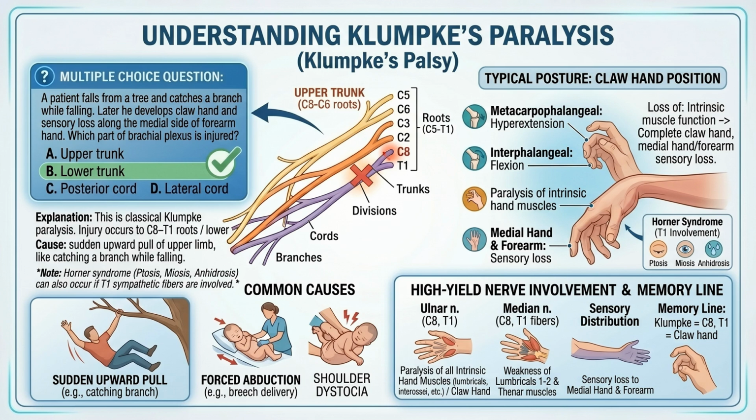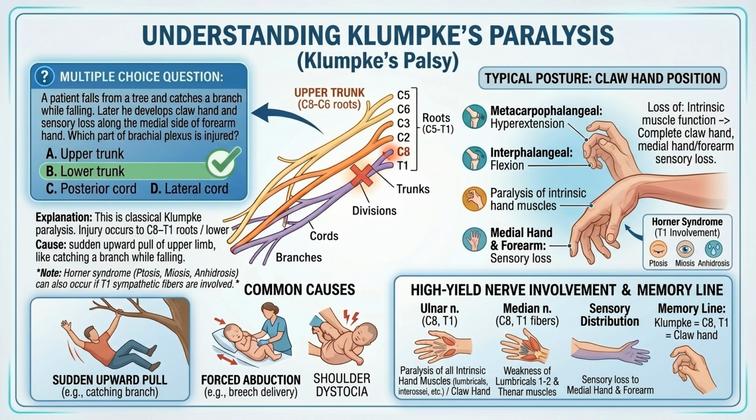Now connect this with sensory loss. C8 and T1 supply sensation along the medial side of the hand and forearm. That is why the patient has sensory loss on the medial hand and medial forearm as shown in the diagram. Now look at the left lower part of the image. The common cause is sudden upward pull of the upper limb, like when a person catches a branch while falling. It can also happen during forced abduction, such as breech delivery, and sometimes during shoulder dystocia.